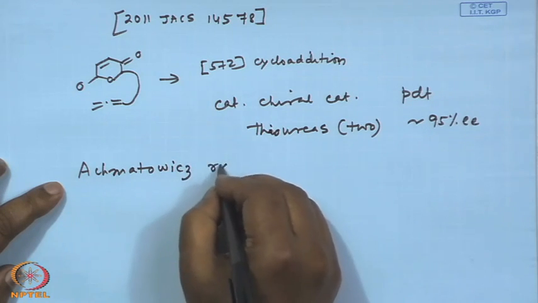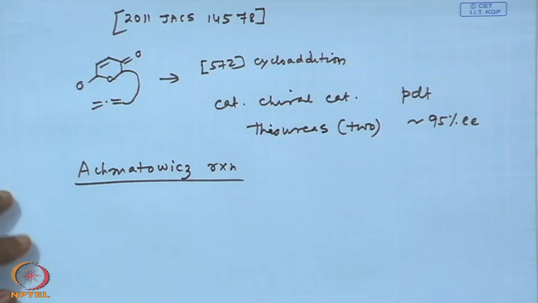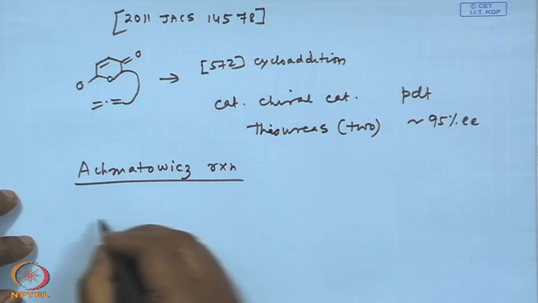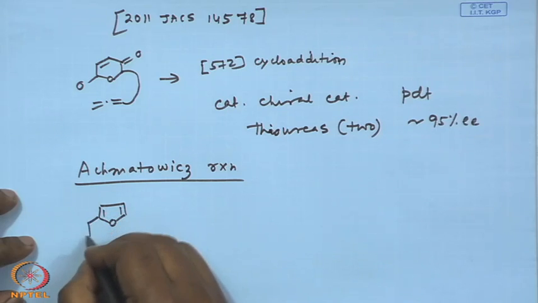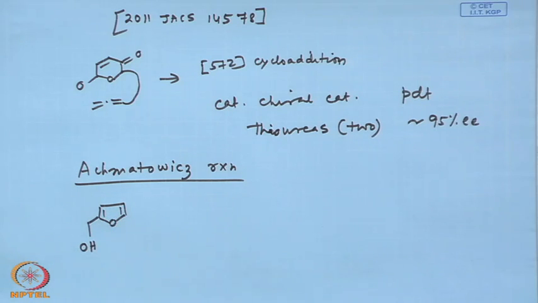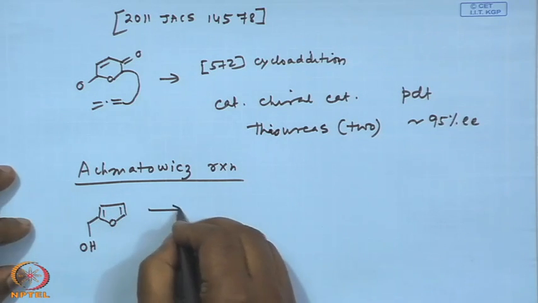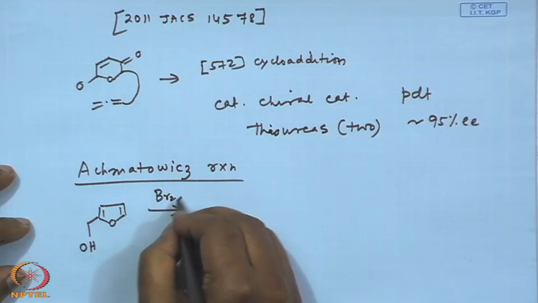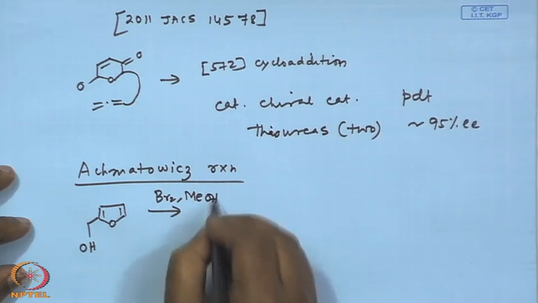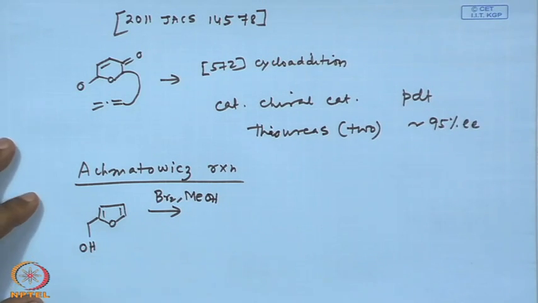Achmatowicz is a Polish person's reaction. What is it? If you just start with a simple furfuryl alcohol and treat this with bromine and methanol. I think all of you know this reaction, right. What do you get?